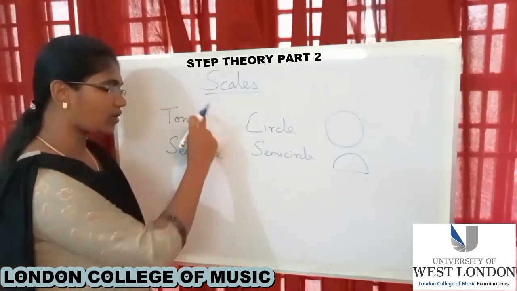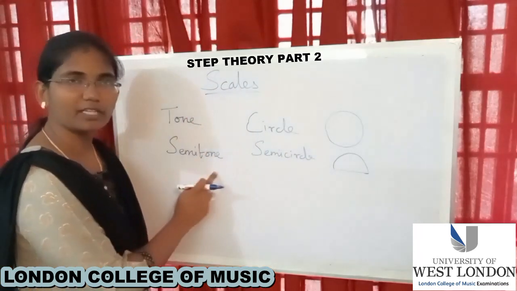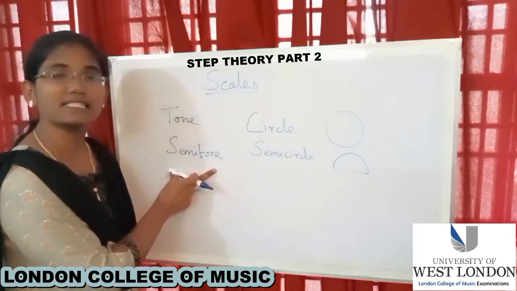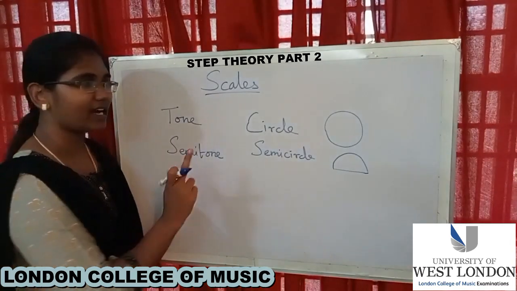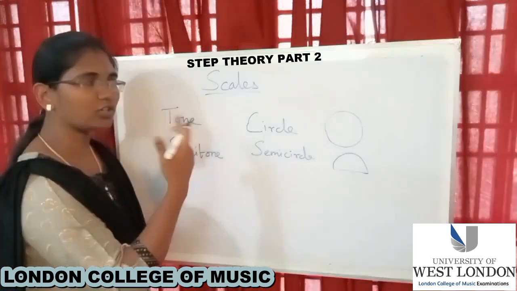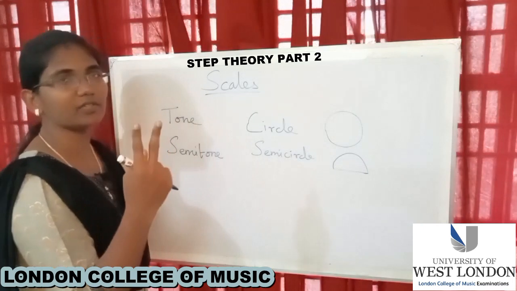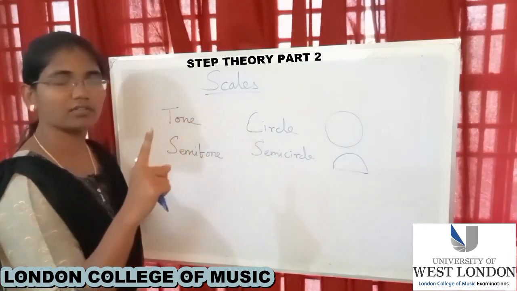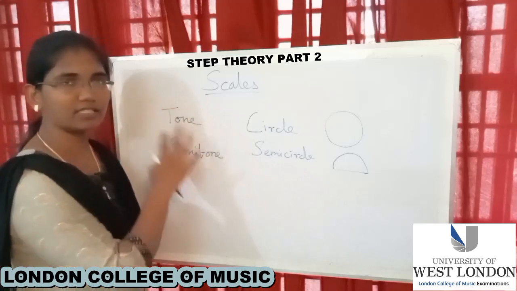Like that, tone means 2 semitones. Half of the tone is called semitone. Have we all clear? Understand this with this example. Tone means the whole tone. It has 2 semitones. Okay, 2 semitones are equal to 1 tone. Have we all clear? Observe these words alone.